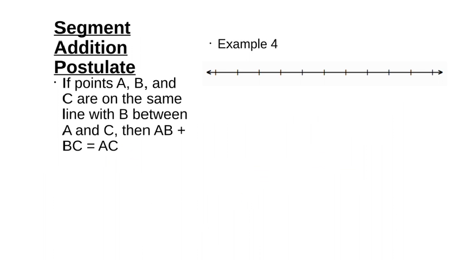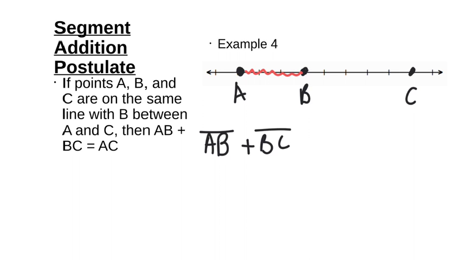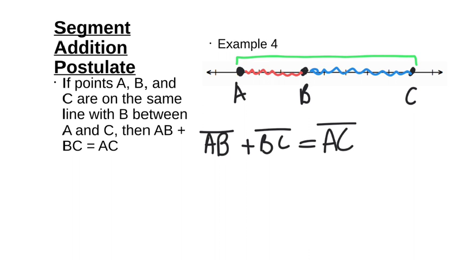Alright, the segment addition postulate. If points A, B, and C are on the same line with B between A and C, then AB plus BC is equal to AC. So AB, this chunk here, added to BC, which would be this chunk here, would equal the whole thing, AC, which I feel like makes sense. If I take one piece and add the other piece, I get the whole thing. And that's all that this is saying.